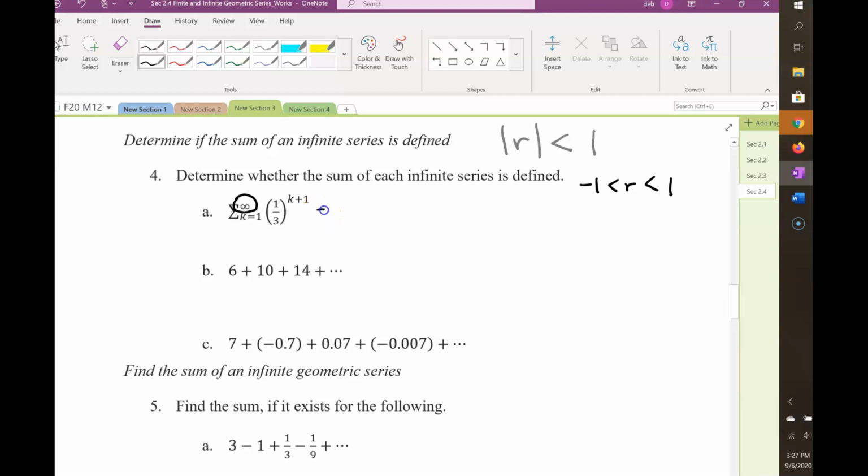So let's see what this looks like. If I do 1/3 to the 1 plus 1, that's going to be my first term. And then k is 2. And then k is 3.